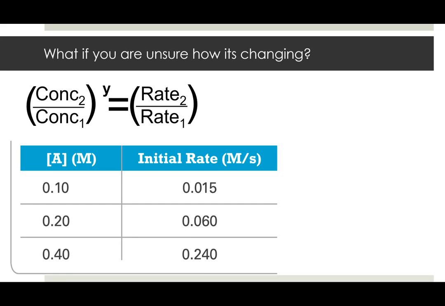So here's the formula that we have. We can look at the concentration and the rate of two different trials. So it doesn't matter which trials we pick. All that matters is we stay consistent. So if trial 2's on the top, trial 2's on the top. And if trial 1's on the bottom, trial 1's on the bottom. If you happen to pick trial 3, they both need to stay horizontal to one another. Okay?